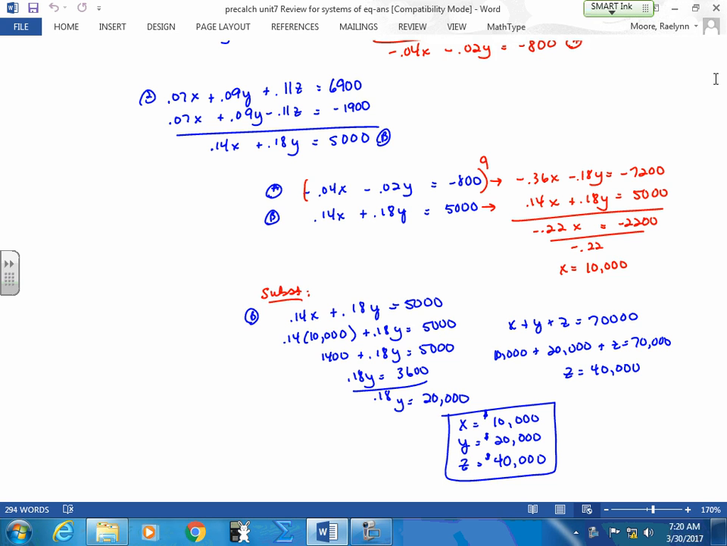And again, when you get your answers, go back to the words and check it. Check that these added up to whatever they were supposed to add up to. What was these investments? 70,000. Make sure they add up to 70,000. Make sure you take the interest, and that gives you one answer. And then you see that this guy has to be more, right? The Z has to be more than the other two.